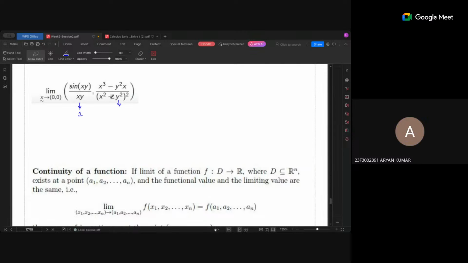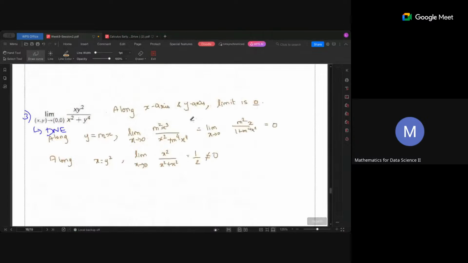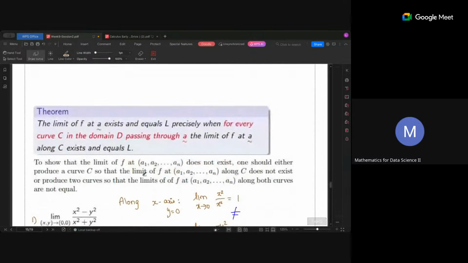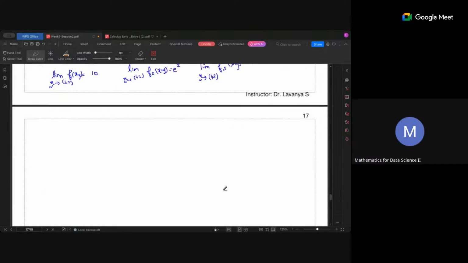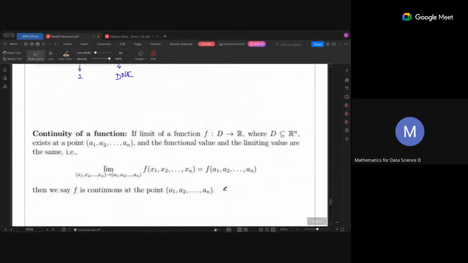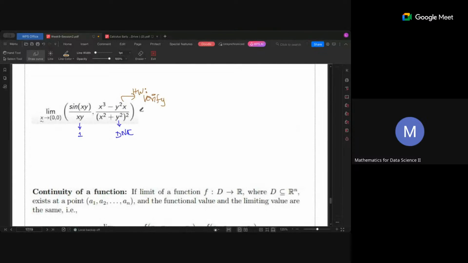So maybe I'll give this as homework. This does not exist, I'll tell you that. Just by looking at the denominator, you cannot conclude. You have to give this kind of argument to say that the limit does not exist. You have to use either of these to conclude the limit does not exist. So the whole limit does not exist.